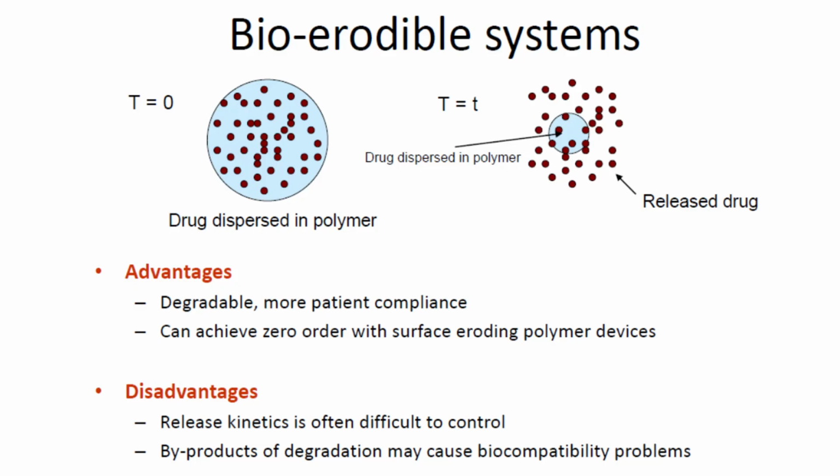since it's getting degraded, the byproducts of this degradation may cause biocompatibility problems. Now, this is not always the case. It depends from polymer to polymer. It also depends on the specific immune response. We don't know how a patient's body is going to react to one particular polymer. So that's about these biodegradable systems.